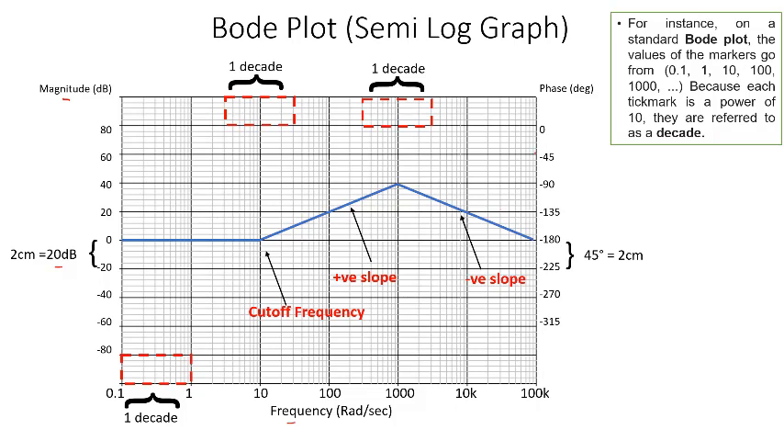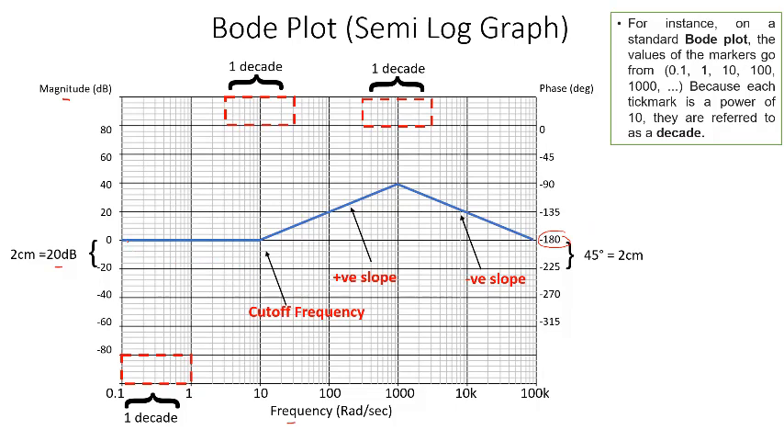The same goes for the phase. For 2 cm, the scale is used to represent 45 degrees. And one more thing, please bear in mind that every 0 dB must be similar to the 180 degree line. Then you can plot the magnitude plot and the phase plot on the same semi-log graph paper. But in case you want to separate the plots, it is no problem to do that.